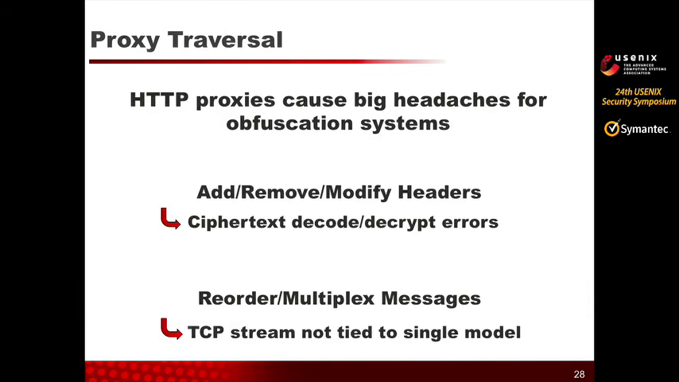All right, so for proxy traversal. I alluded earlier that HTTP proxies will kill most or all obfuscation systems, mostly because they can change headers, but also because they can do neat little things like multiplex TCP streams. So 3 HTTP streams come in, 1 HTTP stream comes out with everybody's requests and responses in it, which makes it difficult for the server to disambiguate which message in that TCP stream belongs to which model.